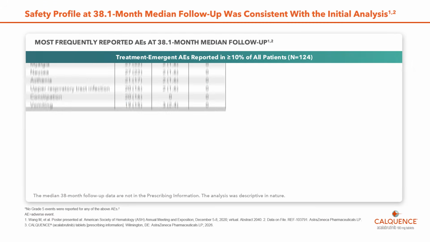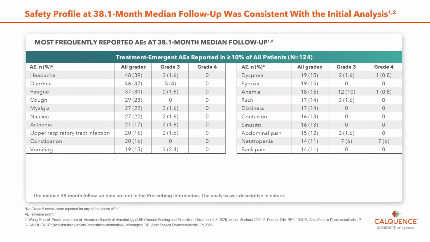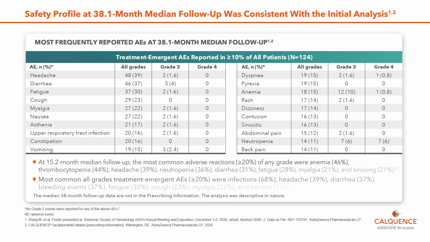In the long-term analysis with a median follow-up of 38.1 months, the safety profile of CALQUENCE was consistent with the initial analysis. The most common treatment-emergent adverse events occurring in greater than or equal to 20% of patients were infections, headache, diarrhea, bleeding events, fatigue, cough, myalgia, and nausea.